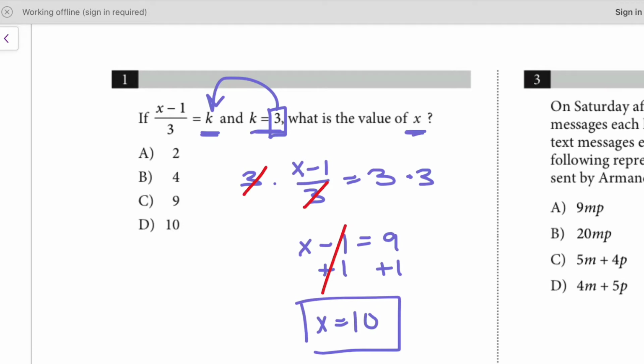Sometimes you need to be careful because they will ask you for a value other than x. So they might ask you, what is the value of x minus 3 or x minus 7? And you might have to modify x to get the right answer. But in this case, they only ask us for x. So the answer is 10, which is D.